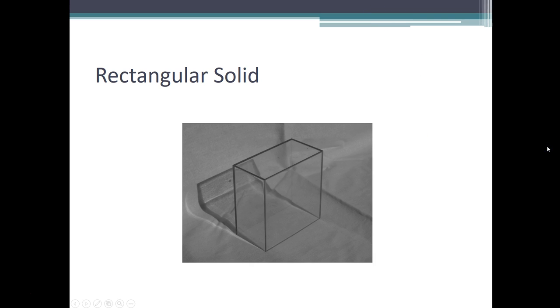Okay, so let's start with the rectangular solid. Think about a rectangular solid as being a box. It has rectangles for faces. These flat parts on here are called faces. Where the faces meet, these little line segments are called edges. The little corners where the line segments or edges meet are called vertices. Well, for a rectangular solid, the faces are all rectangles. So let's first develop the formula for the volume, and then we'll develop the formula for the surface area.